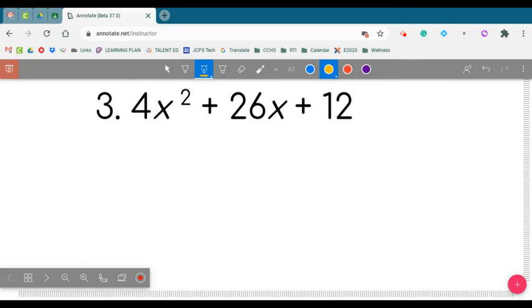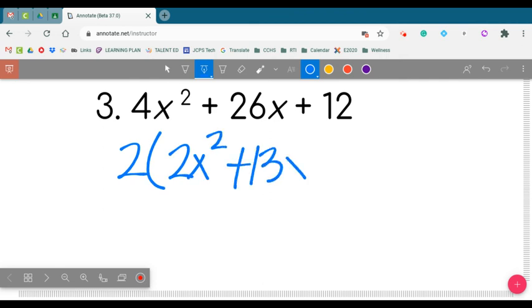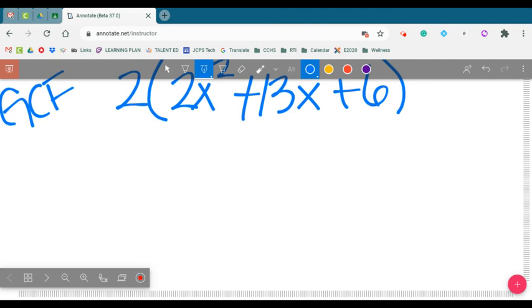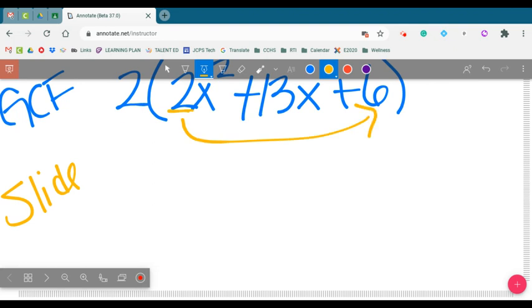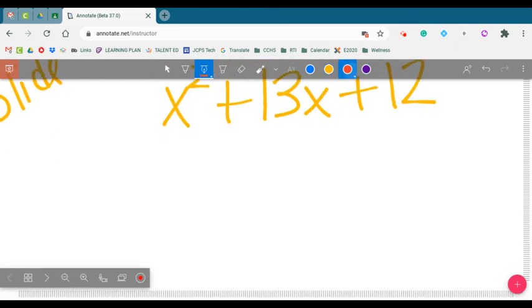First thing, is there a GCF? Is there a number I can divide 4, 26, and 12 by? That would be 2. So I'm going to be left with 2x squared plus 13x plus 6. Okay, next step, is my a value 1? No, it's 2, and I've pulled out a GCF, so we're going to slide. So if your a value is 1, you could just factor from here like we've done before. So you're going to have x squared plus 13x, and then 6 times 2 is 12. Then you factor.